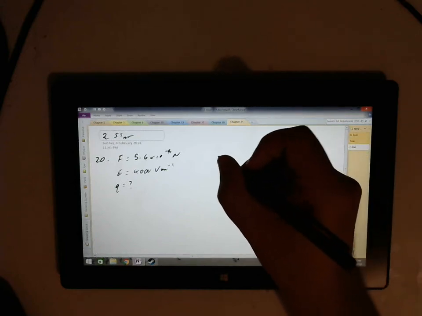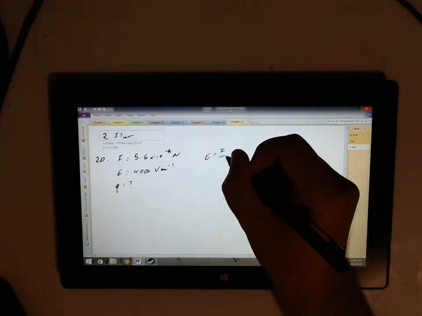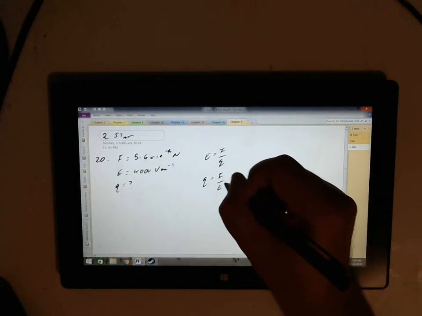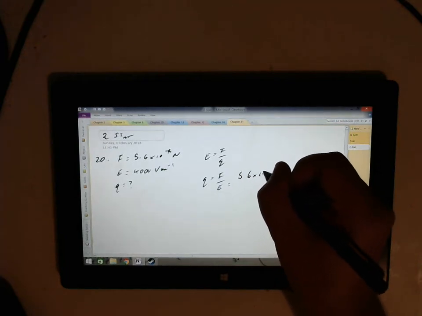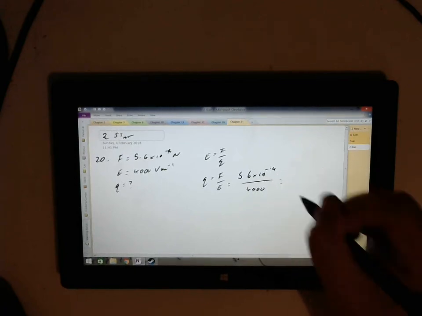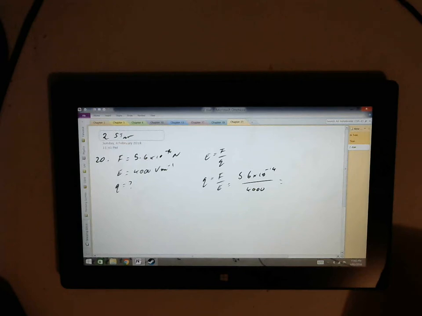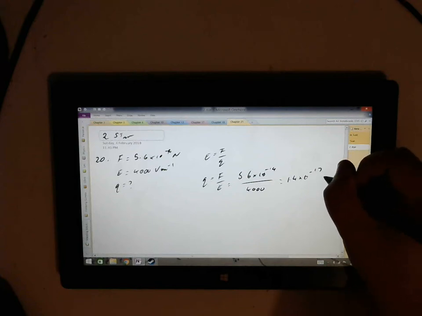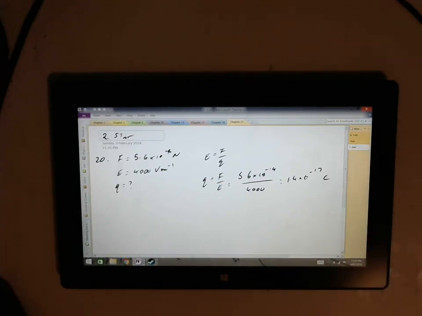So we know that electric field is defined as force over charge. We'll rearrange that to get charge, so charge will equal force over electric field. Let's substitute that: 5.6 times 10 to the negative 14 divided by 4,000. And if we slap that on our calculator, that gives me 1.4 times 10 to the negative 17 coulombs. And if we take a look in our answers for question 20, it should be 1.4 times 10 to the negative 17.